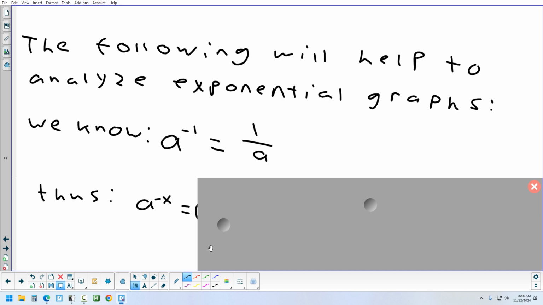We're really just going to use properties of exponents from Algebra 1 to do this. When you have a to the negative x, what is the coefficient of x, even though it's not written? Right, there's a negative 1 there. I'm going to write that in. It's like having a negative 1. Now, that's a product: a to the negative 1 times x.